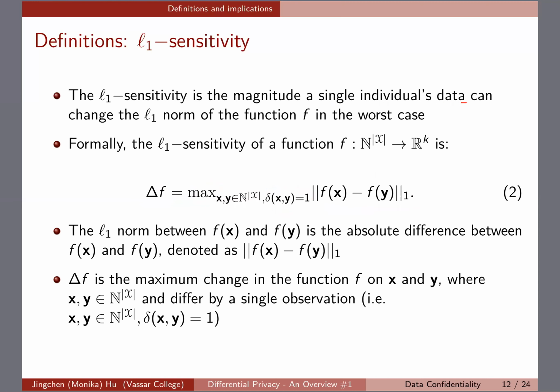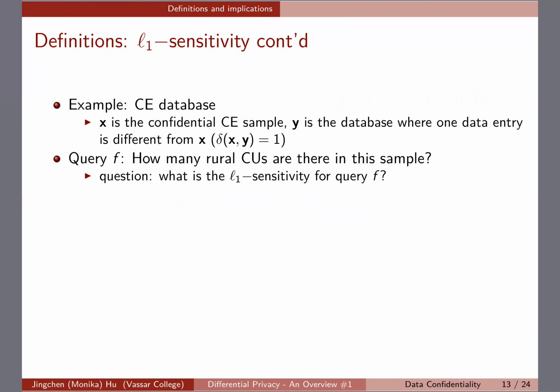So let me give you an example. We will also take the time to discuss with your breakout room members. If we go back to the CE database, let's say X is the confidential CE sample. Y is another database where only one data entry is different from X, so it is at Hamming distance 1 from X, and we know that delta(x,y) equals 1. Let's say our query here is how many rural CUs there are in the sample.